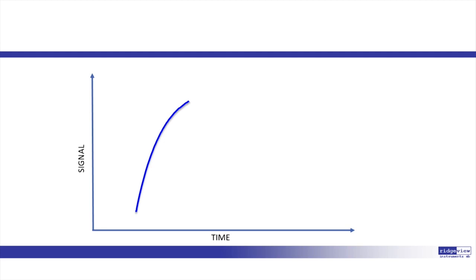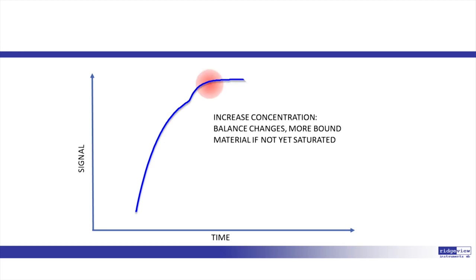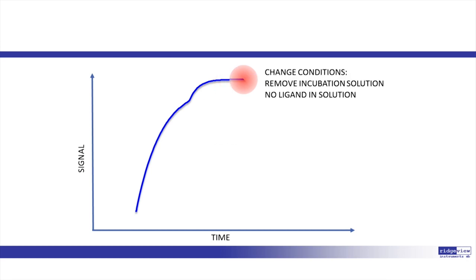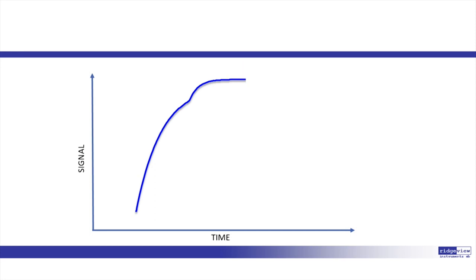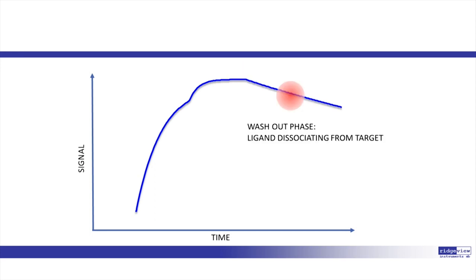At this point, it's good to change the balance by increasing the ligand concentration. This will induce another binding step looking similar to the first one, unless the targets are already saturated by ligands. When approaching equilibrium, it makes sense to remove the incubation solution and look at the process during washout. Release of ligand appears as a downward trend in measured data.